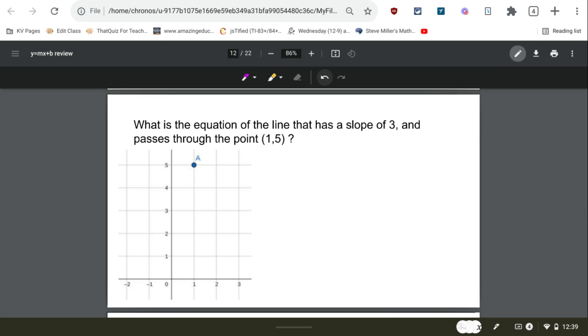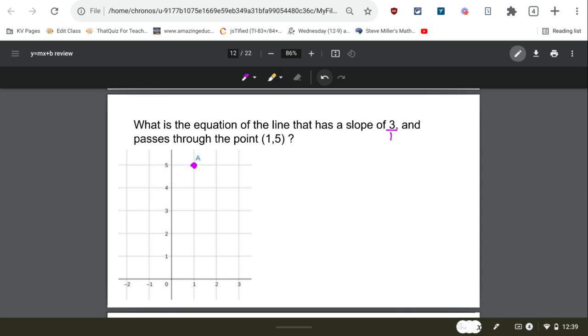What's the equation of the line that has a slope of 3 and passes through (1, 5)? All right, what I'm going to do here to find out my y-intercept, I'll do it graphically first.